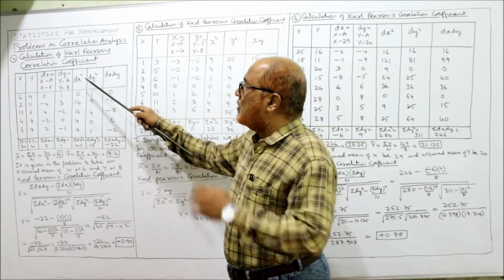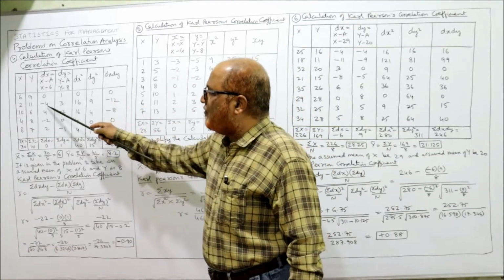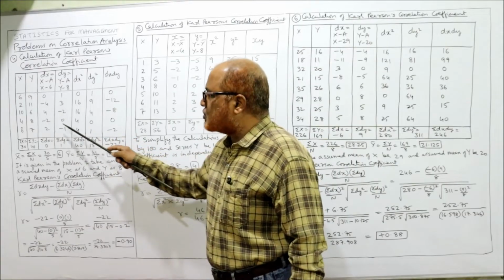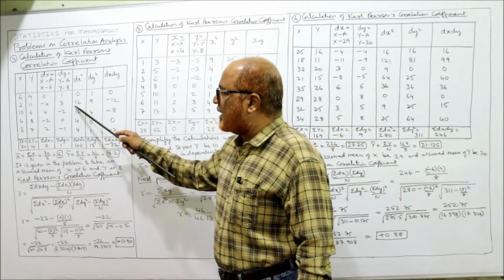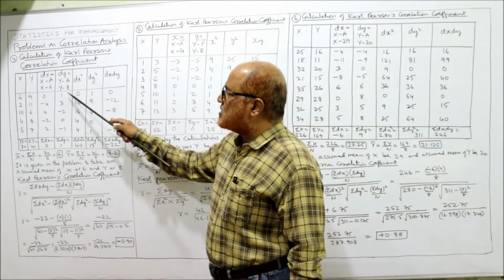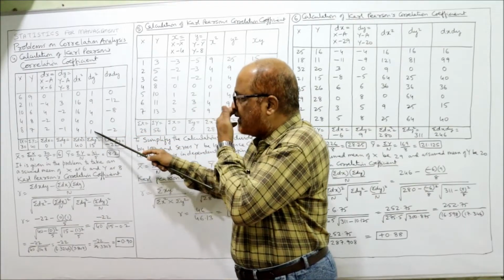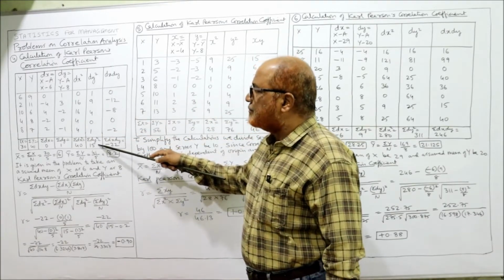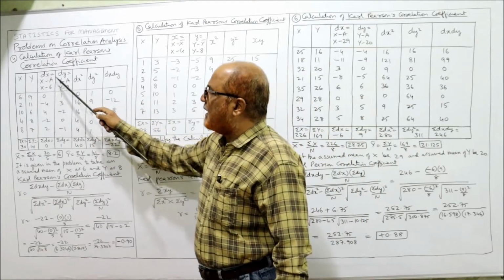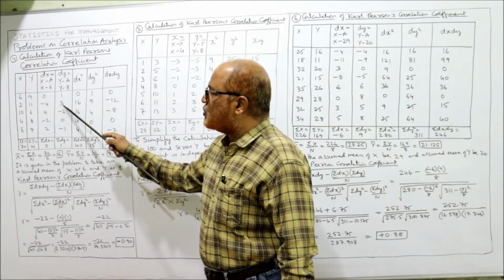Remember this point. Now dx square, square these values. 0 square 0, 4 square 16, 4 square 16, 2 square 4, 2 square 4. Minus into minus becomes plus. Now summation dx square is 40. dy square: 1 square 1, 3 square 9, 2 square 4, 0 square 0, 1 square 1. Total of summation dy square is 15. Now dx into dy, multiply these two columns. 0 into 1, 0. 4 into 3, 12.